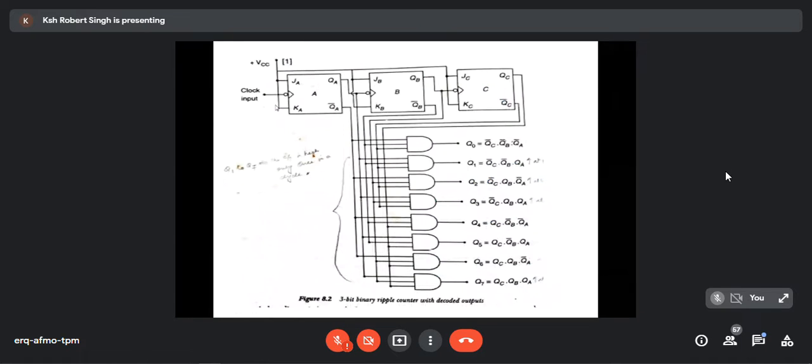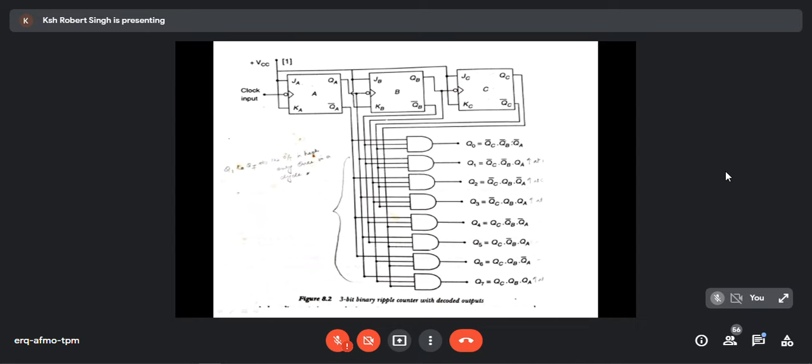And now let's see this one. What is this? This is also the same thing. I need to explain why this is also a ripple counter, as we have just discussed. Here you are having 3 flip-flops. If you have 3 flip-flops, you can count up to what number?